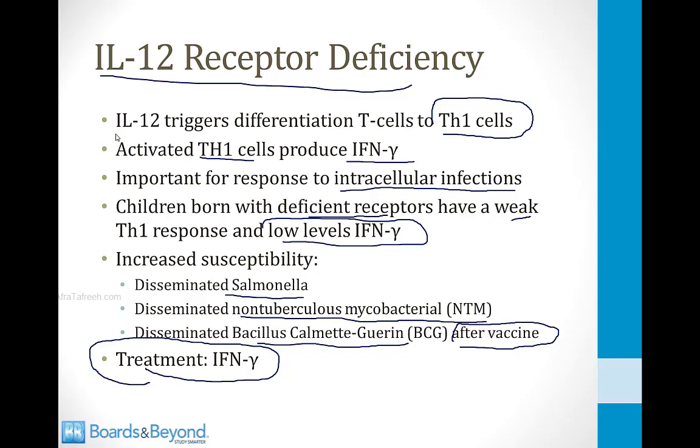So this is a very rare condition that it's almost impossible you'll ever see clinically, but you definitely should know about it for your boards because they like to test you to see if you know the purpose of IL-12 and what happens when the receptor doesn't work. And that concludes our module on Mycobacteria.